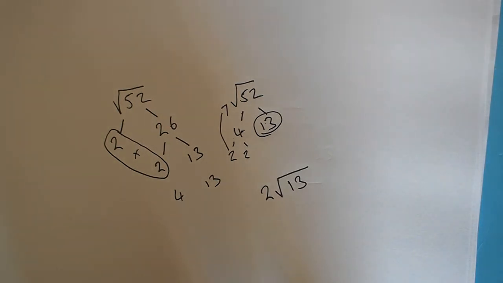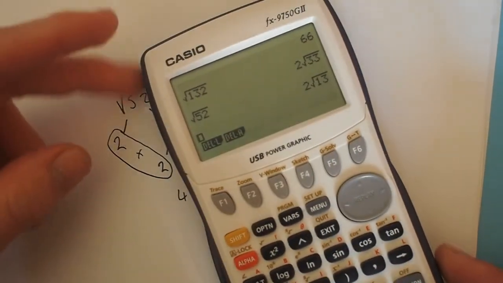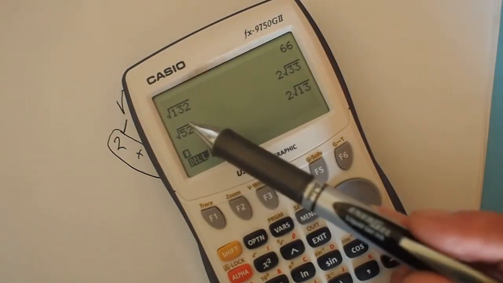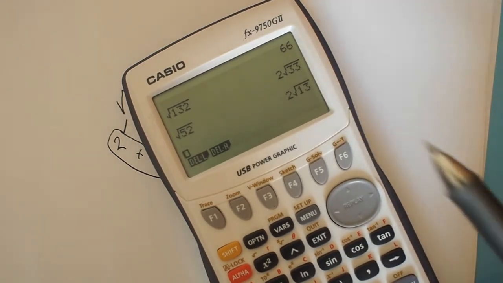And I welcome you to try this out. I'll just show you on my calculator here. I'm sure you can see that if we do the square root of 52, it automatically simplifies it down to 2 square root 13.